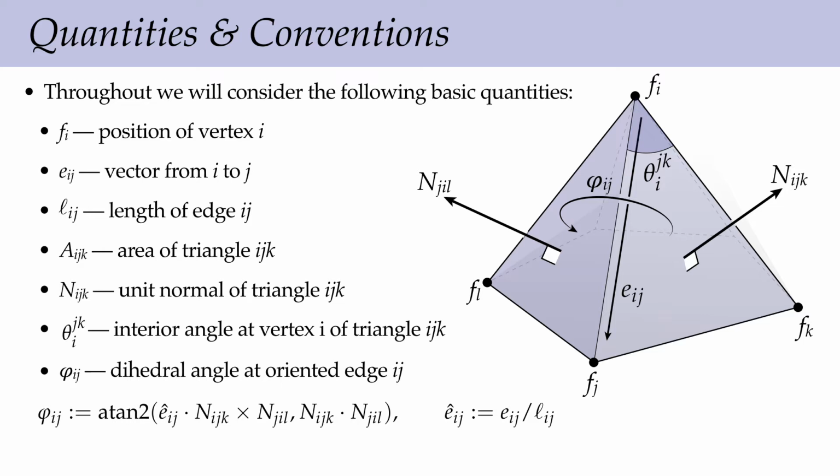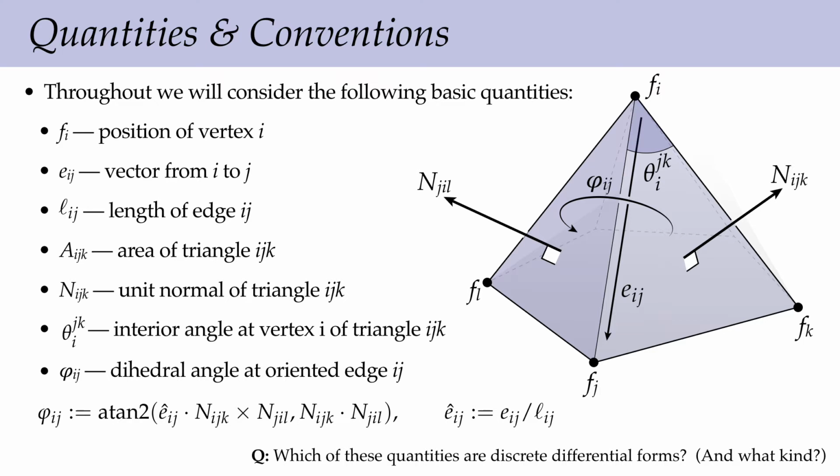Okay? One thing that's good to think about here, given that we've been studying exterior calculus and discrete differential forms, is to stop and think which, if any, of these quantities are discrete differential forms and what kind. Thinking about this is going to help you connect back these discrete quantities to some of the smooth quantities we've studied earlier on. For instance, you've already seen that the edge vectors E sub IJ are a discrete differential one form, right? If I reverse the orientation of the edge, then I negate the edge vector. And that's because these edges are really the integral of the differential of the surface, right?